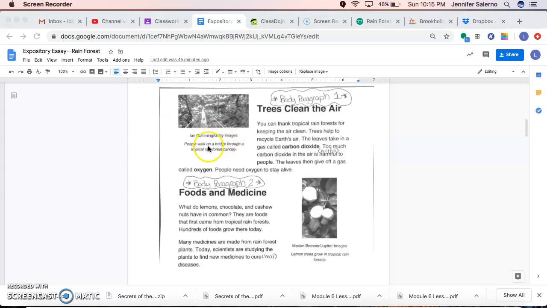And let's make sure that we read our captions. People walk on a bridge through a tropical rainforest canopy. Lemon trees grow in tropical rainforests.